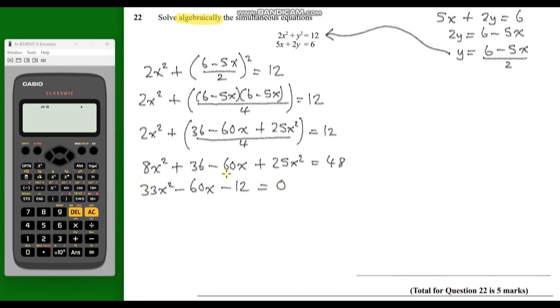So we can solve this quadratic equation using the quadratic formula. So hopefully you know the formula off by heart. But if you don't, it will be given to you in your exam. So it is at the front of the exam paper.